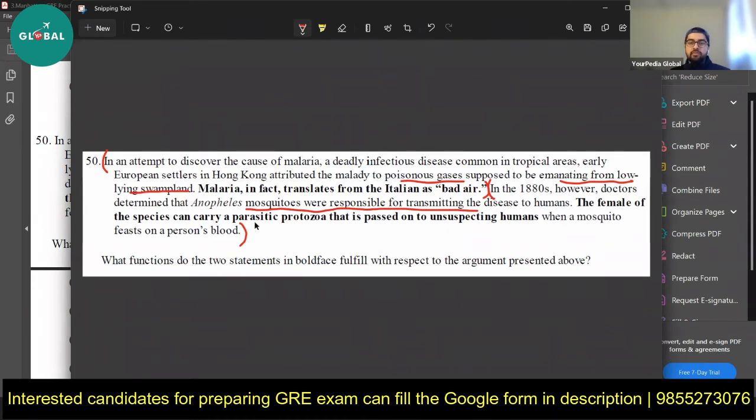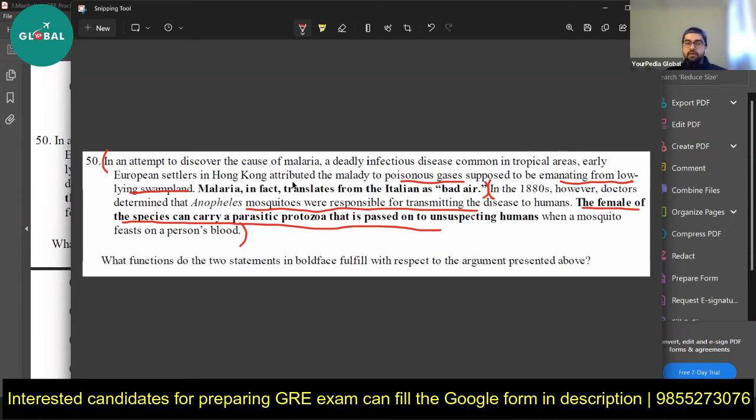And what these black bold lines are doing is supporting the conclusion. This is giving the explanation for the second theory, so how it actually works. If the mosquito is responsible for malaria, then how is it spreading? What is the mechanism? So this line is explaining the mechanism for the correct conclusion. This is the correct conclusion.